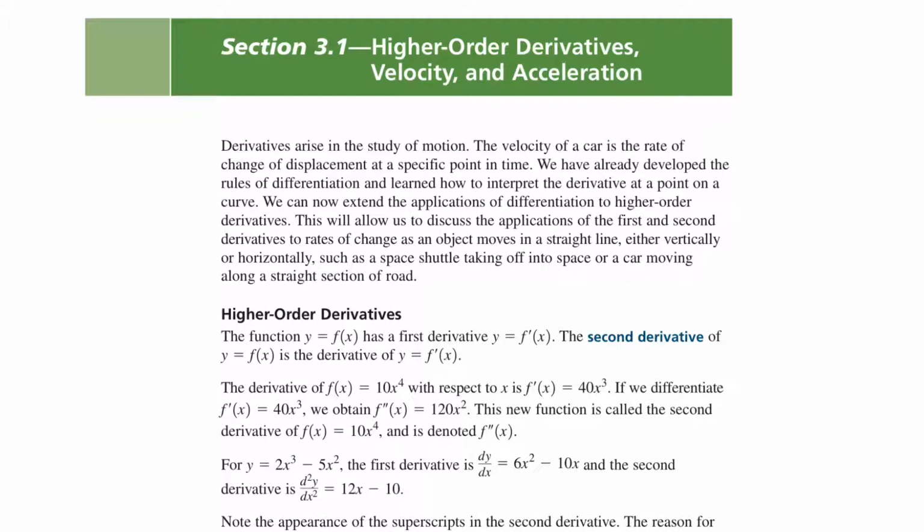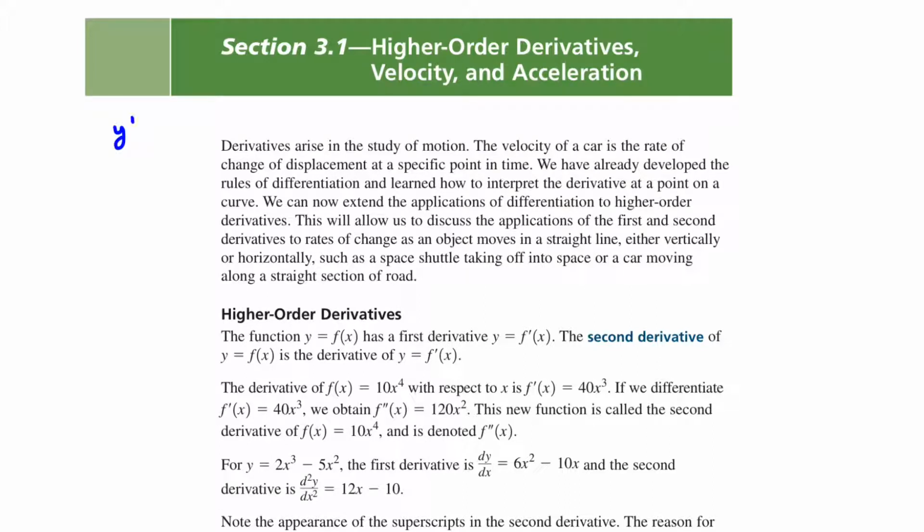Derivatives arise in the study of motion. The velocity of a car is the rate of change of the displacement at a specific point in time, which means velocity is the derivative of the position function, and acceleration is the rate of change of velocity at an instant, which means acceleration is the derivative of velocity, which is the derivative of the position function. The derivative of a derivative is called the second derivative.